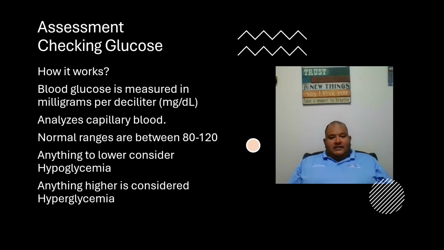The normal range that is considered normal is 80 to 120 milligrams per deciliter. Anything lower than that is considered hypoglycemia. Anything higher than 120 is considered hyperglycemia.